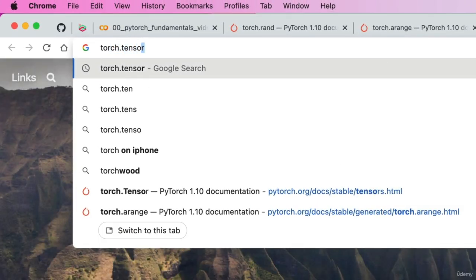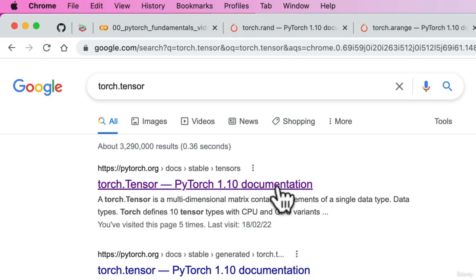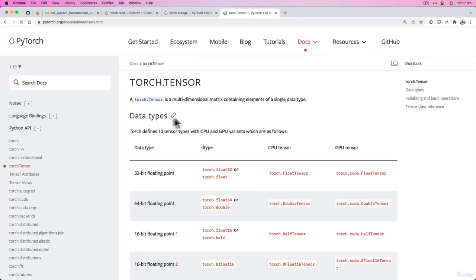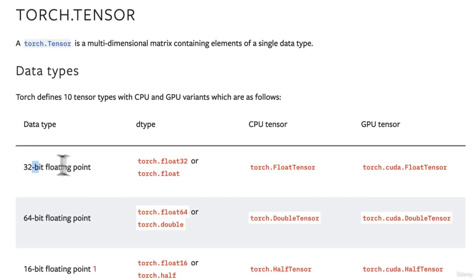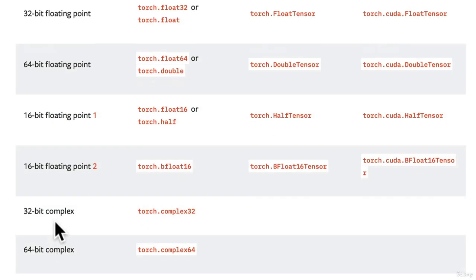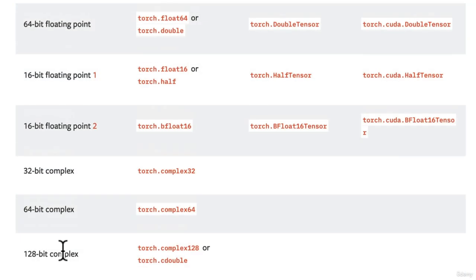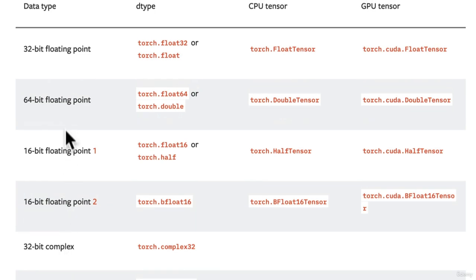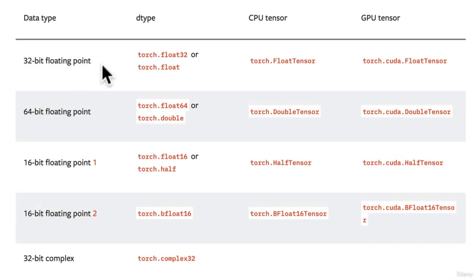Now, if you'd like to look at what data types are available for PyTorch tensors, we can go to torch.Tensor. And right up the top, unless the documentation changes, we have data types. It's so important that data types is the first thing that comes up. So we have 32-bit floating point, 64-bit floating point, 16, 32-bit complex. The most common ones that you will likely interact with are 32-bit floating point and 16-bit floating point.